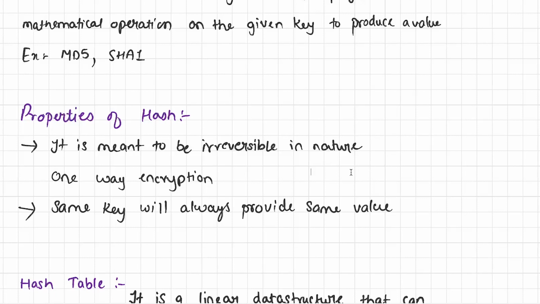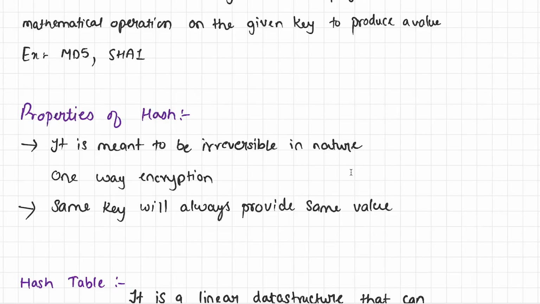And the second most important property is, when we provide the same key to the same hash function, it will always provide the same value. So for example, let's say you want to compute the hash code of number 5. No matter how many times you give 5 to the hash function, it's always going to provide you with the same hash value of number 5.